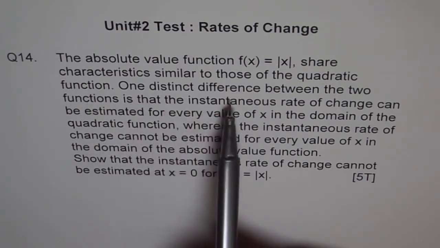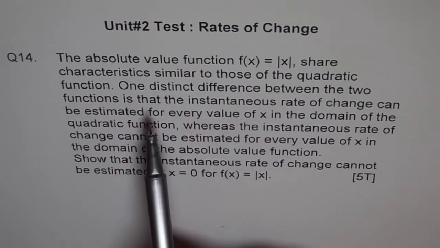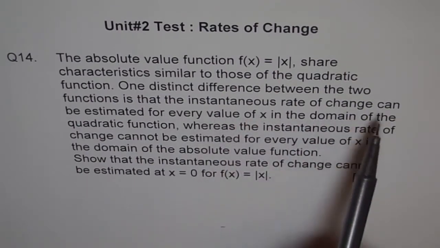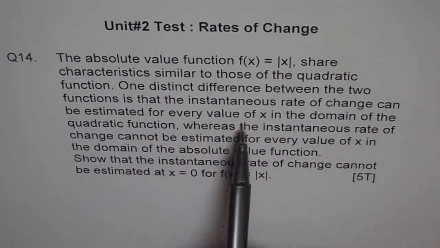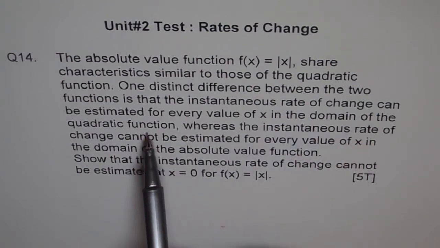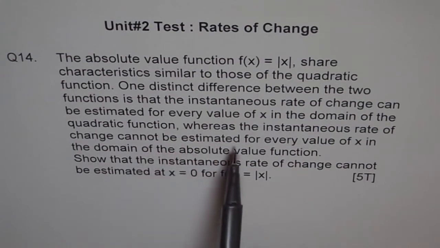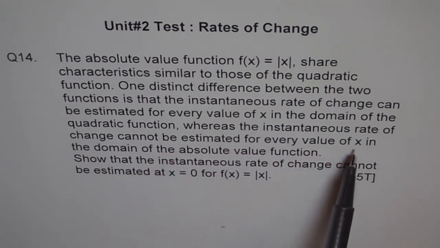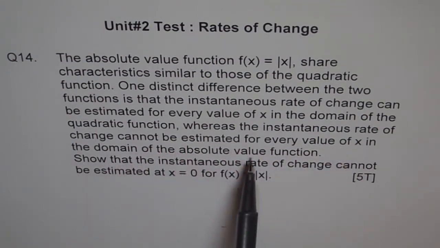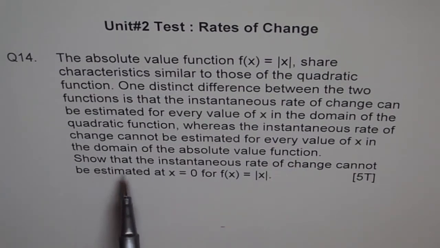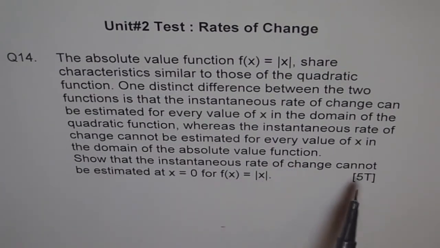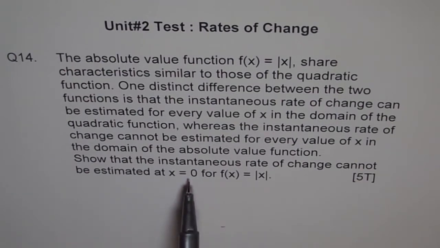One distinct difference between the two functions is that the instantaneous rate of change can be estimated for every value of x in the domain of a quadratic function, whereas the instantaneous rate of change cannot be estimated for every value of x in the domain of the absolute value function. Show that the instantaneous rate of change cannot be estimated at x equals 0 for f of x equals absolute x. Okay, this question sometimes comes under communication skills also.